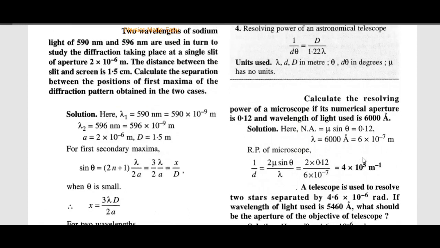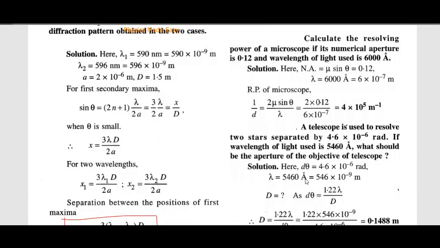Now, you will not be asked trivial questions like this. Calculate the resolving power of a microscope if its numerical aperture is 0.2 and the wavelength used is this. A telescope is used to resolve two stars separated by this. Now, for the telescope, d theta is given in this case.